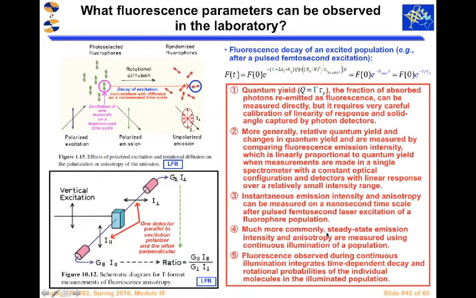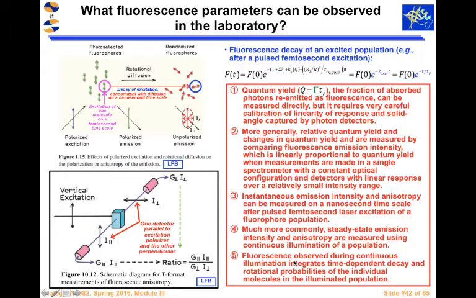Much more commonly, steady-state emission intensity and anisotropy are measured using continuous illumination of a population. As I just told you, that steady-state emission intensity is linearly proportional to quantum yield. What do we measure in terms of steady-state anisotropy?